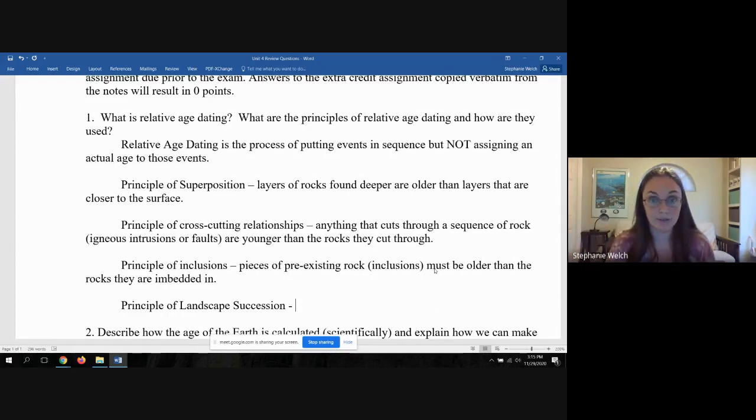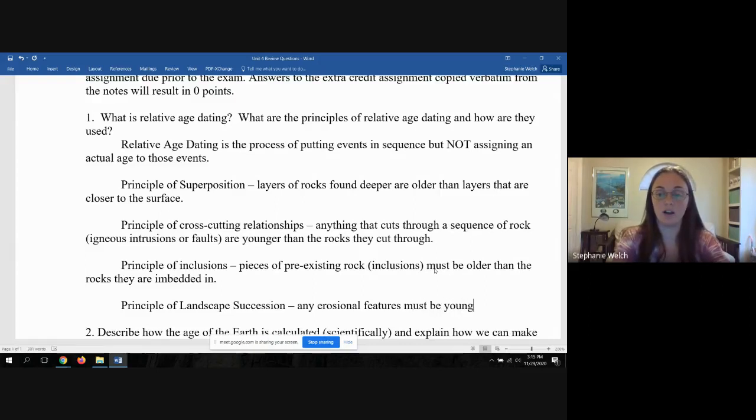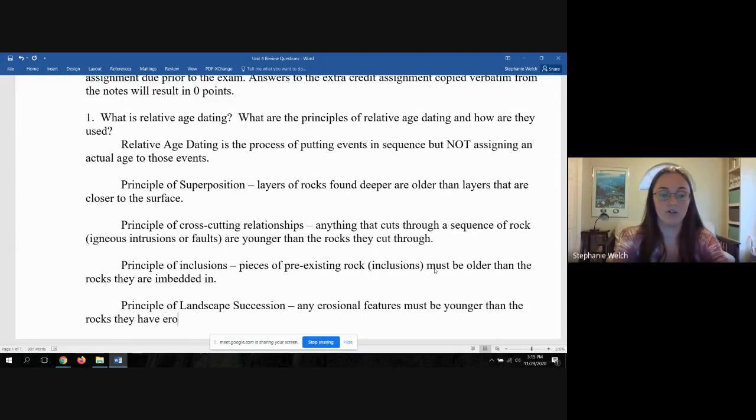So the principle of landscape succession just means that any erosional features, similar to the principle of cross-cutting relationships with faults and igneous intrusions, any erosional features must be younger than the rocks they have eroded. Canyons are younger than the rocks that make the walls of the canyon.